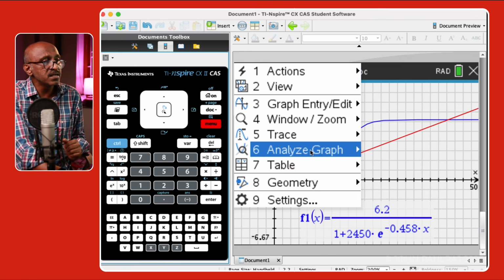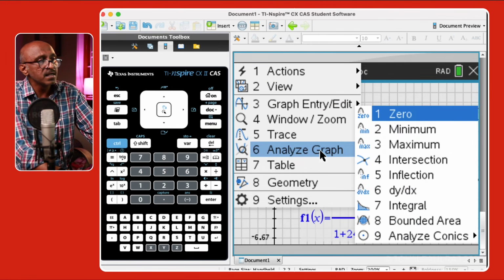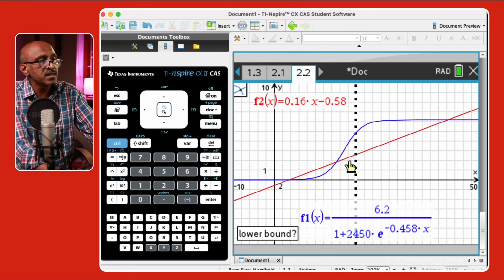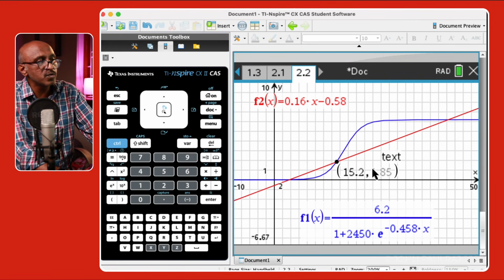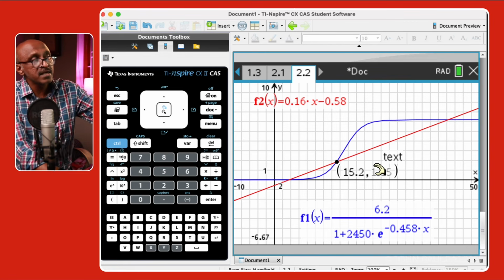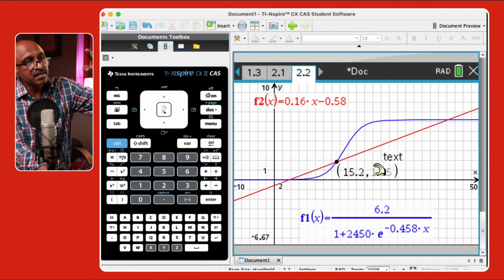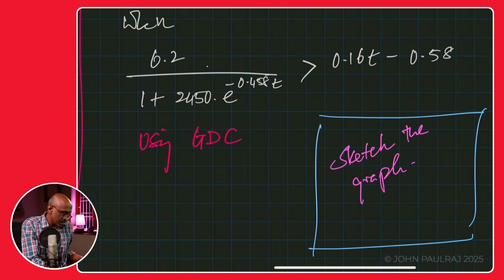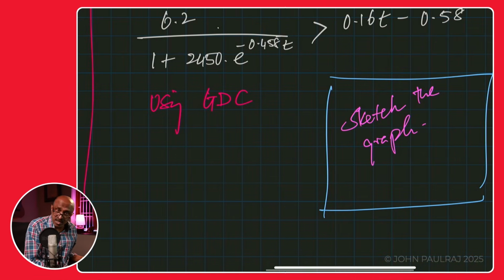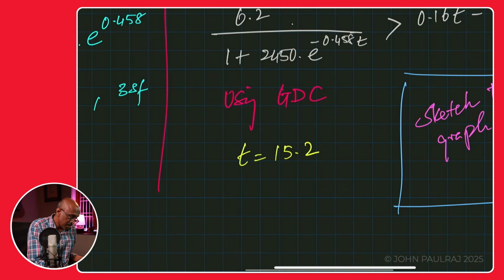So let's come here, analyze graph, and we say we want the intersection point, and between these two points we'll find the value of X is 15.2. I'm getting 15.2. That means the 16th year, right? 15 years after. So I come back here and we can say using GDC, make sure you sketch the graph. I'm saying that again and again. So using GDC, the value of t is 15.2. How do we interpret that?